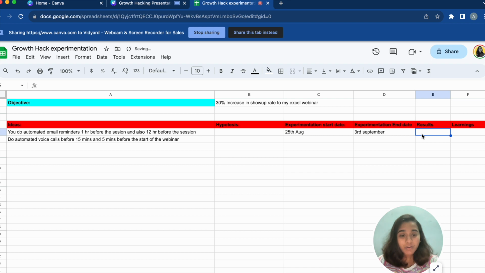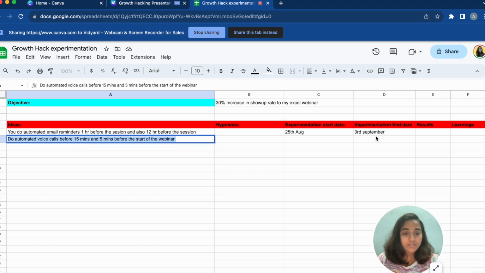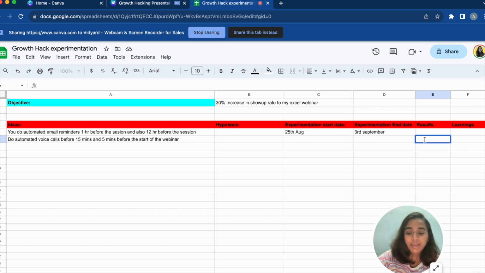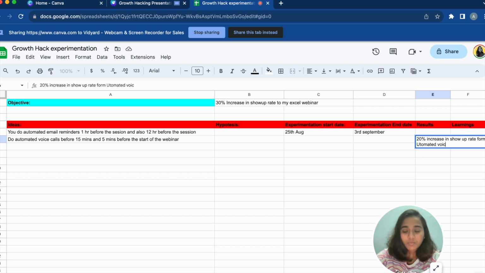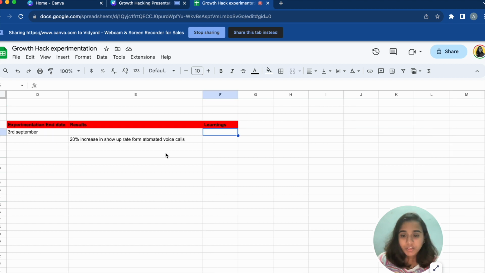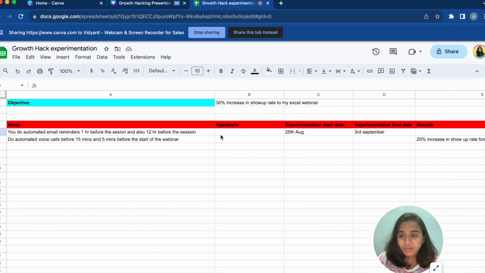And then you write down all the results that you basically got. Let's just take an example that automated voice calls increase the show up rate. So you write 20% increase in show up rate from automated voice calls. So this worked. You have to come up with the learning that you did.